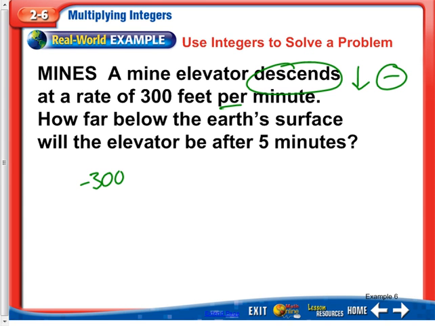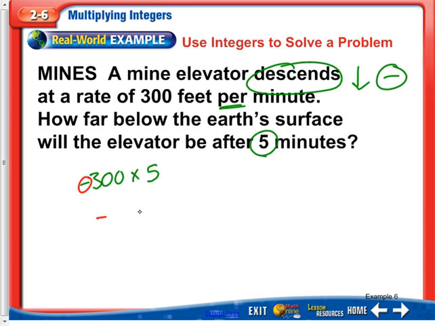Okay, again, a key word here is per. Remember, per means multiply and per minute. So 300 times minutes, okay, and it gives us 5 minutes right here. So we're going to say 300 times 5. All right, how many negatives do we have? Just one. So that means our answer is going to be negative.